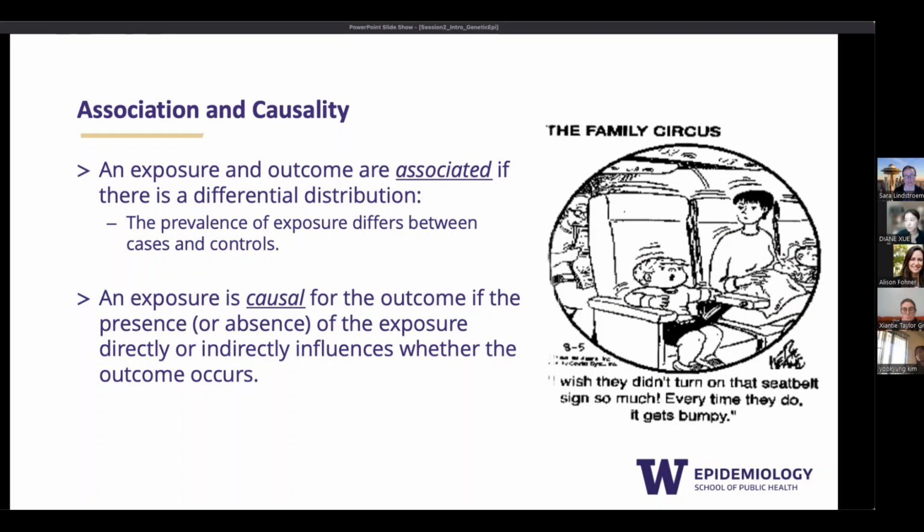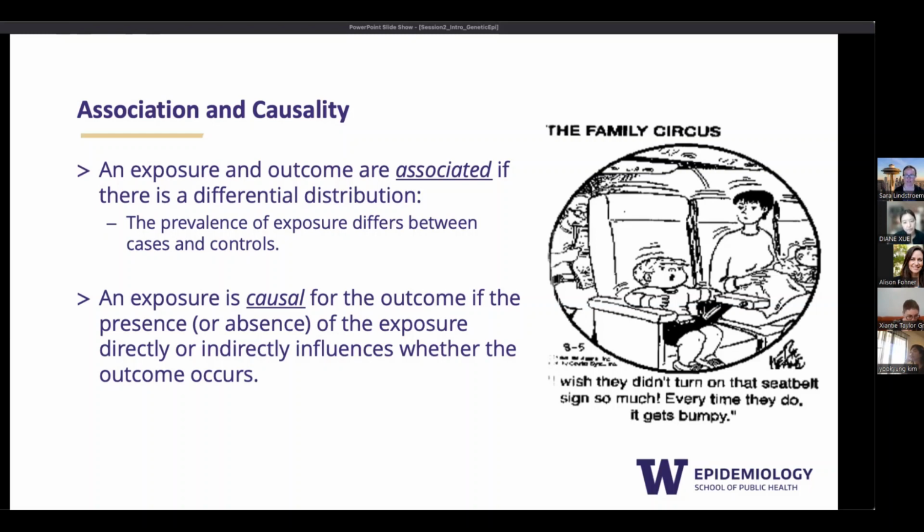Now, just because the prevalence of the exposure differs between cases and controls does not necessarily mean that that particular exposure is the cause of that disease. This is one of my favorite examples of where you can see an association, but there's no true causal effect. You're sitting in an airplane and you get annoyed because they turn on the seatbelt sign so often, because whenever they do that, it gets bumpy. But of course, that doesn't mean that putting on a seatbelt means that you're going to hit turbulence.